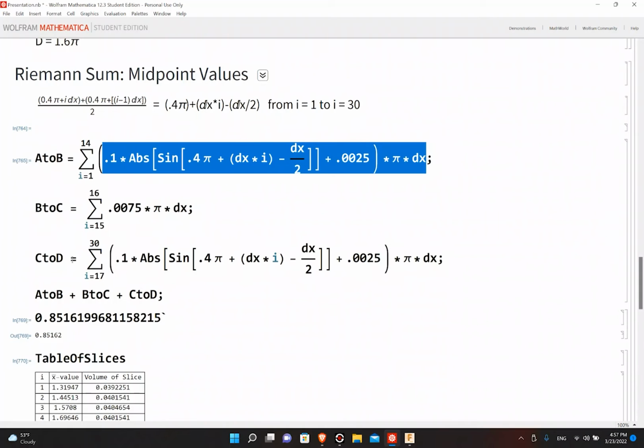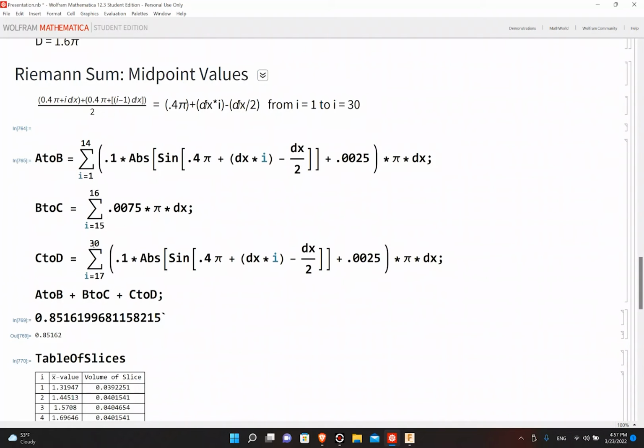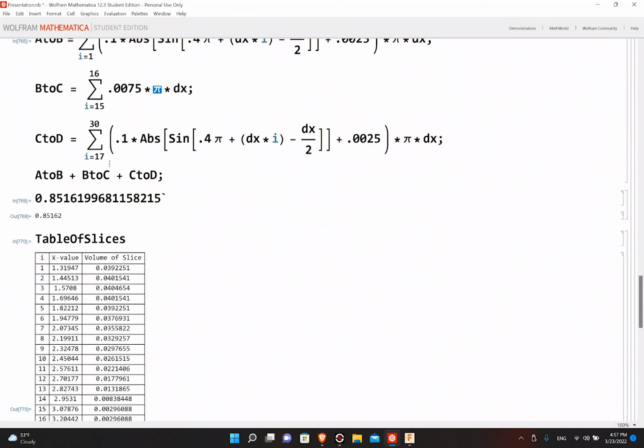And that's the same thing from C to D, only now we have i equals 17 to i equals 30. And from B to C, it's simply a constant function, 0.0075. And when you add all those together, you get 0.85162. So this is our calculated volume using the Riemann sum.